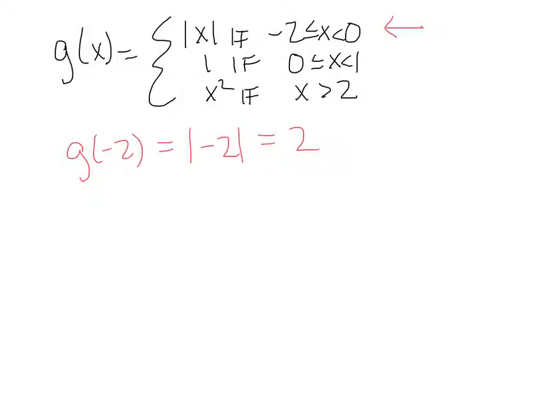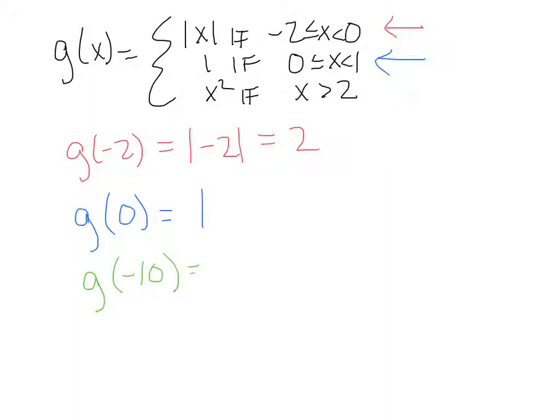All right, let's find g of 0. It looks like we're going to use the second one there. g of 0, well, it says g of x is 1 if it's from 0 to 1, and so 1. Done. All right, now let's find g of negative 10.